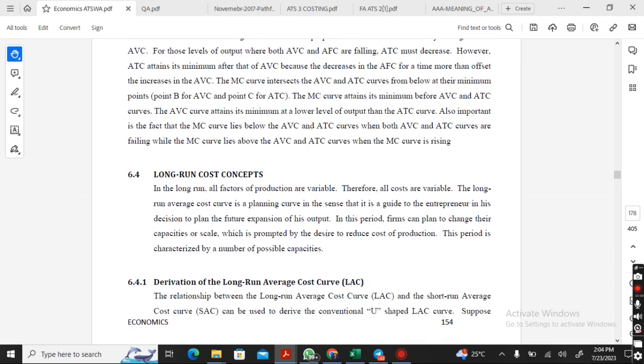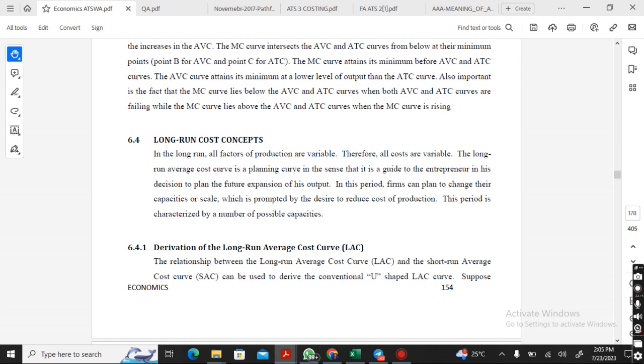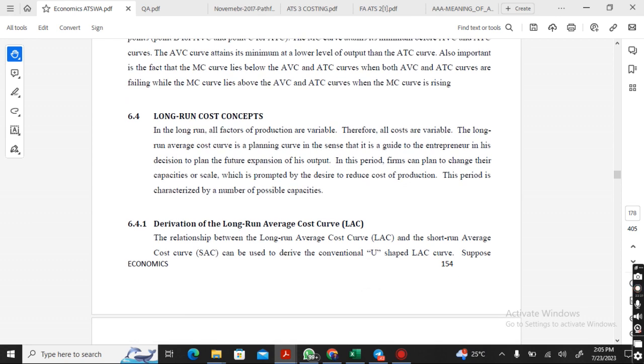Now, long run cost concept. In the long run, all factors of production are variable. I've explained that before. In the short run, they have fixed and variable factors. Therefore, in the long run all costs are variable. The long run average cost curve is a planning curve, in the sense that it is a single guide for all entrepreneurs in decision making for future expansion. So firms can plan to change their capacity or scale, which is prompted by the desire to reduce the cost of production. So how can we derive that?